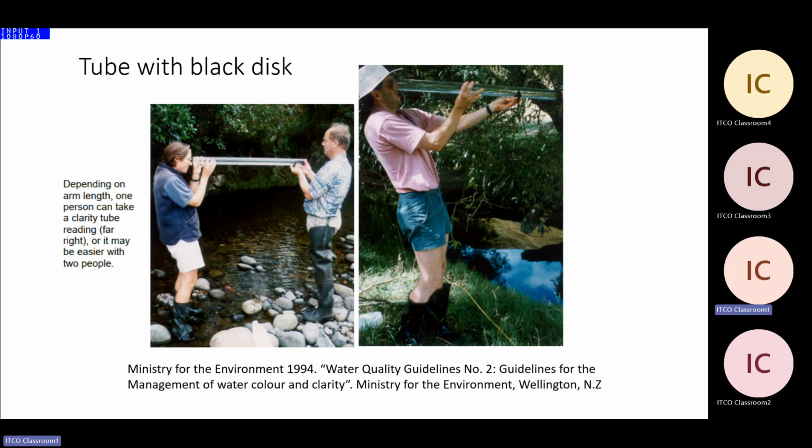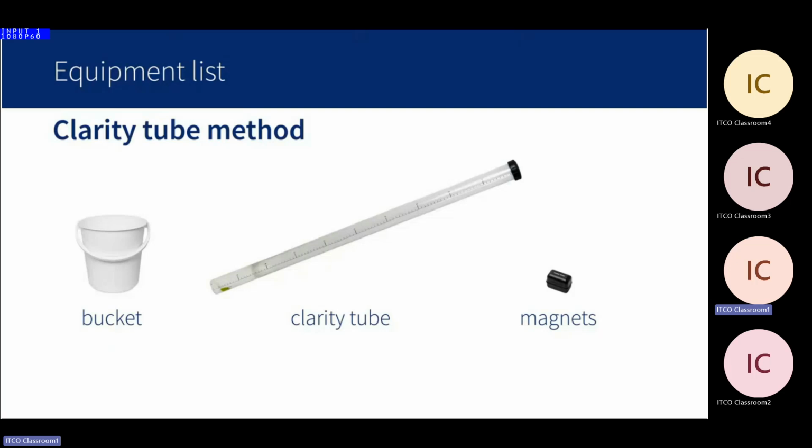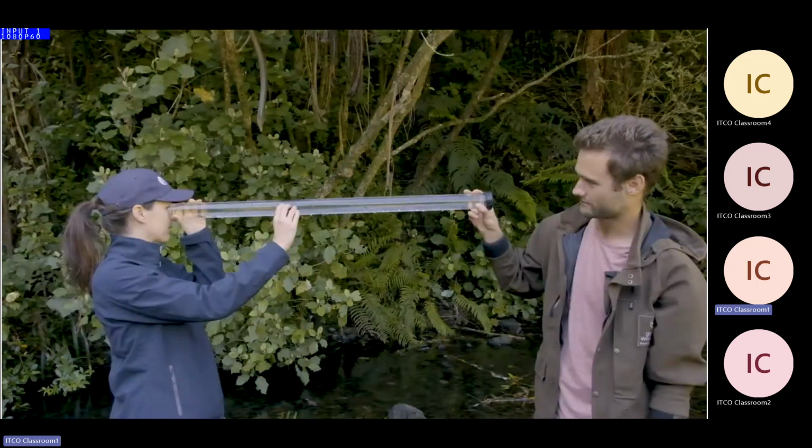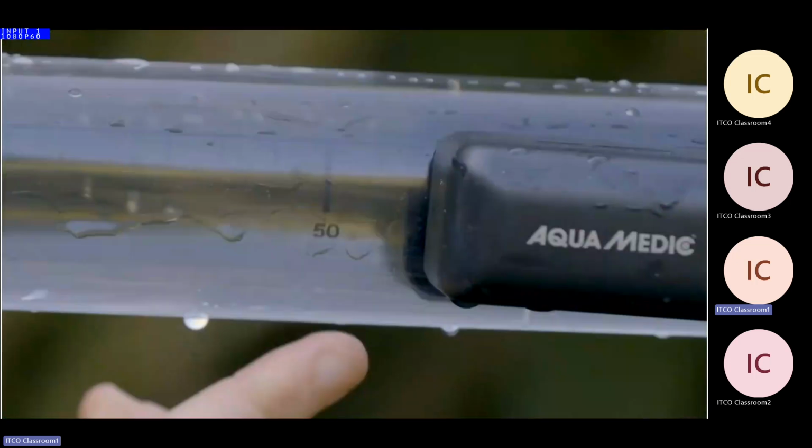This is another version of that with a tube with a black disc. There's a little black disc in there, you fill it with water, and then there's a magnet on the outside, and you can move the disc back and forth with this magnet. This is all you need, a clarity tube and magnet. You can make your own clarity tube that's calibrated on the side, or you can buy it. It's very cheap. You fill the tube and then you move the magnet back and forth, and you note the distance.